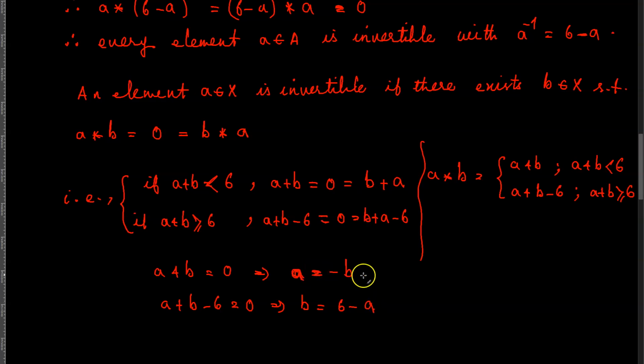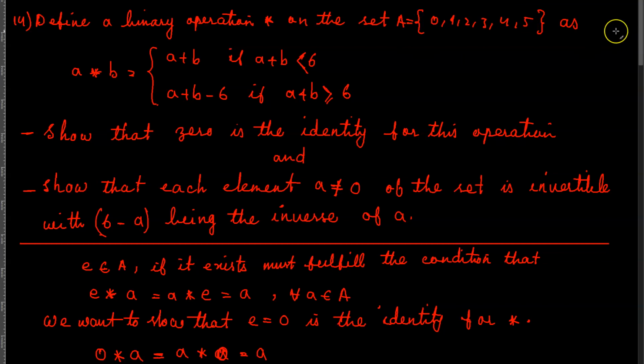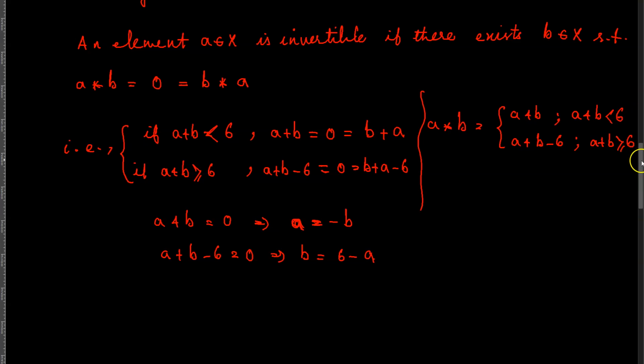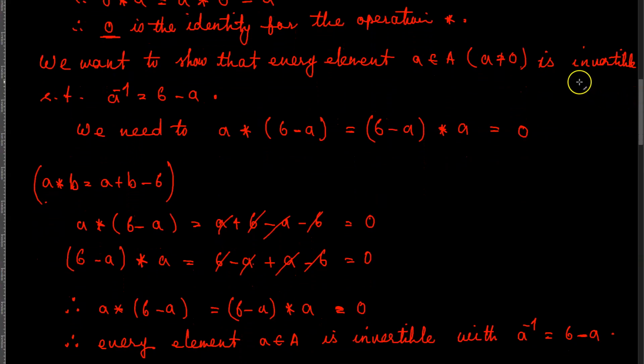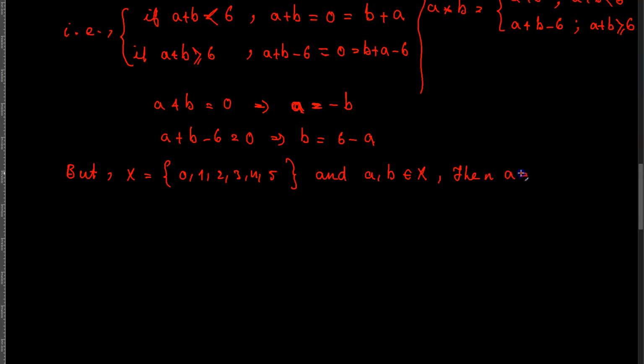Now this is not possible because we do not have negative numbers in X. You see over here we do not have any negative numbers, meaning that any A that we pick in this set, you cannot assume that A is equal to negative B. Therefore, X is equal to 0, 1, 2, 3, 4, and 5, and if A and B belong to X, then A is not equal to negative B.